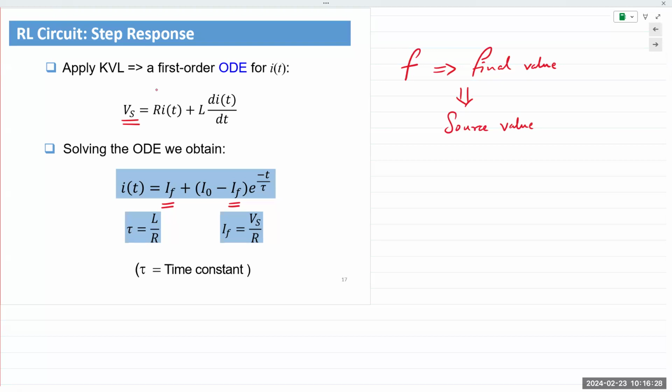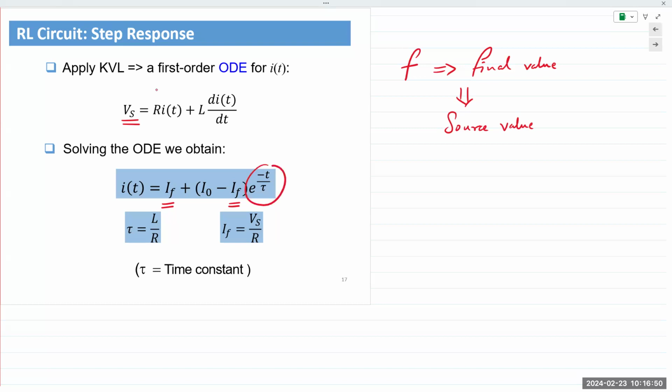In this class, the examples that you look at will always have a final value that is equal to the source value. And if it's discharging, then the final value will always be equal to 0. All right. So IF plus I0 minus IF into e raised to minus t over tau.